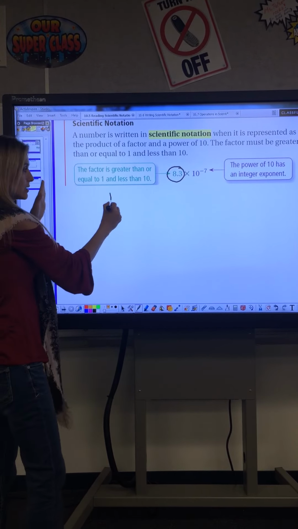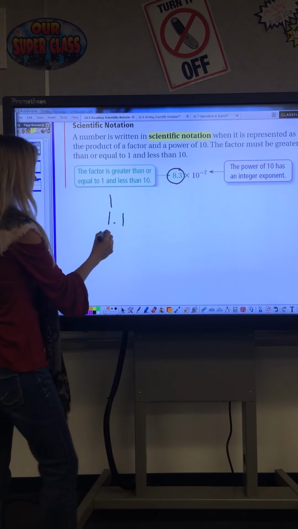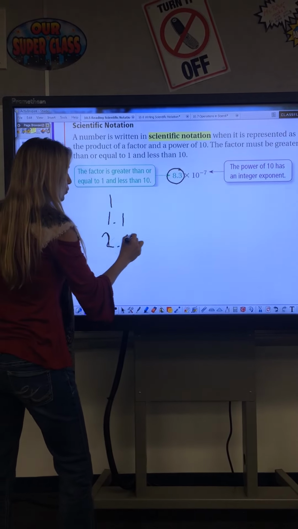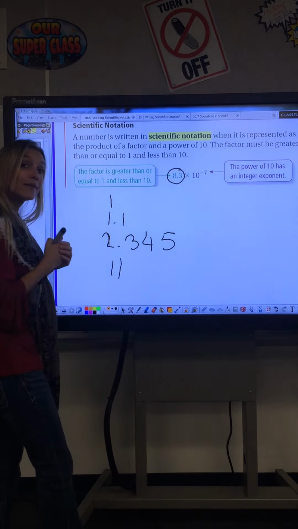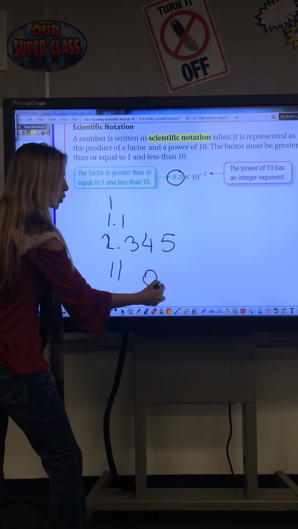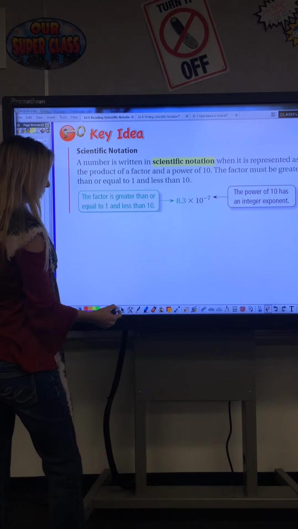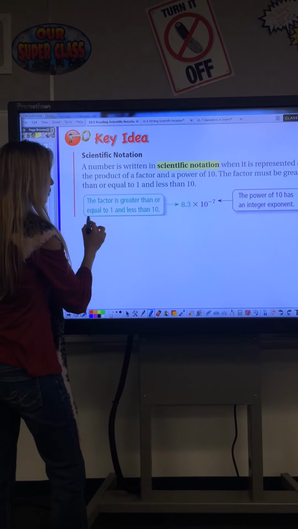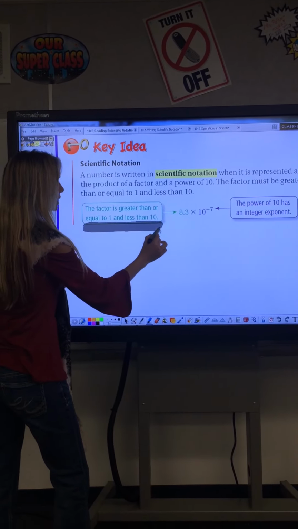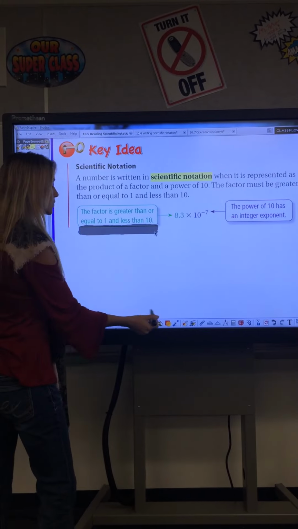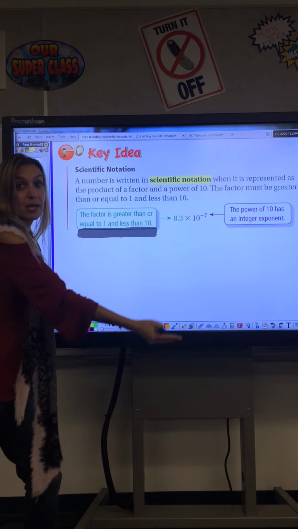Basically, I can write it as 1, I can write it as 1.1, I can write it as, I don't know, 2.345, right? I cannot have 11, I cannot have 0.9. It has to be a number that is equal to or greater than 1, but less than 10.